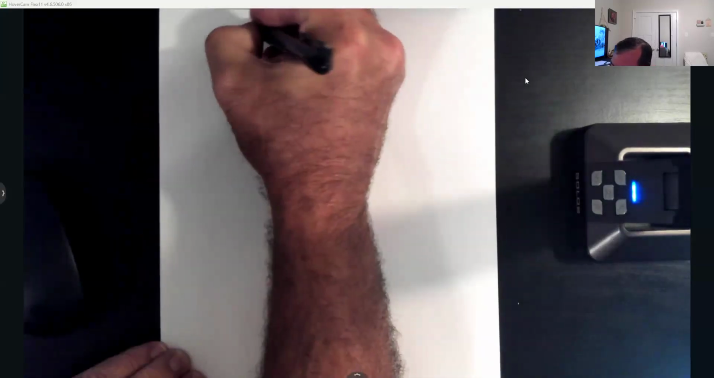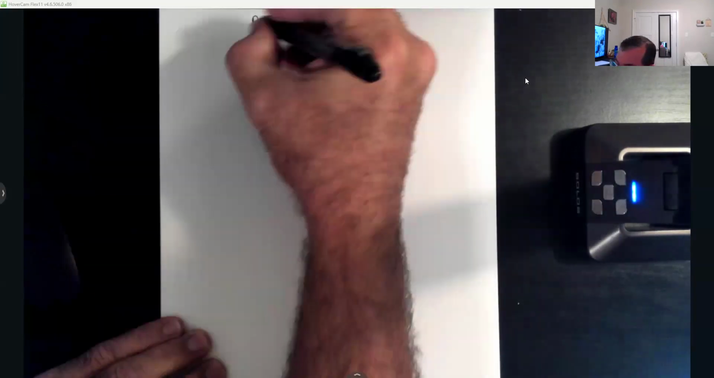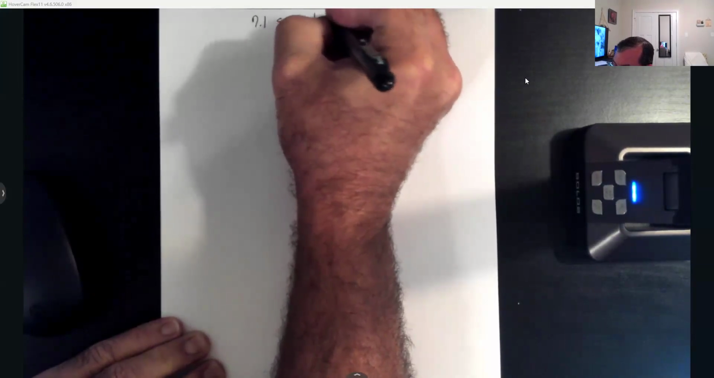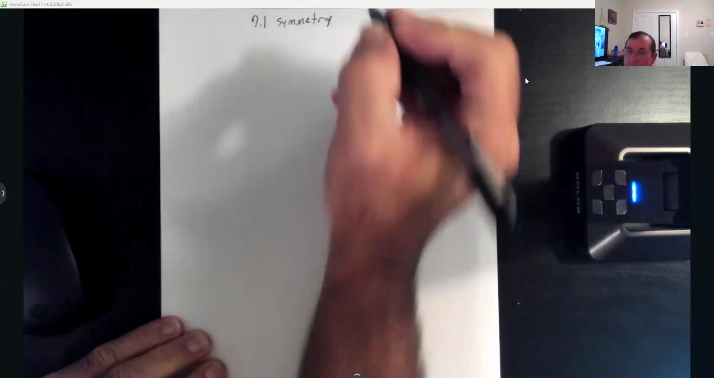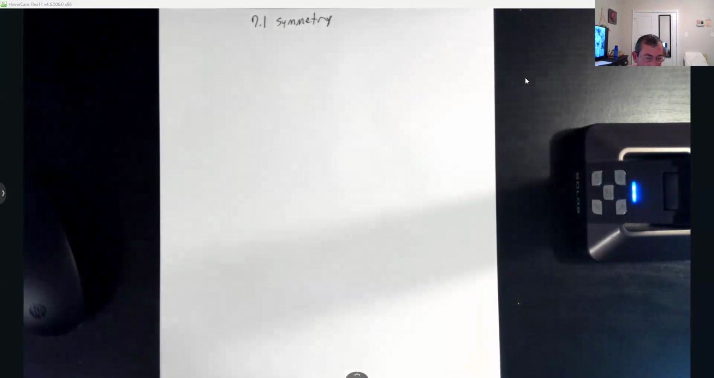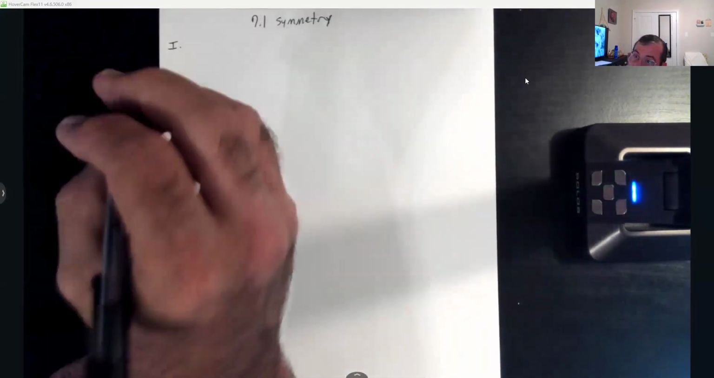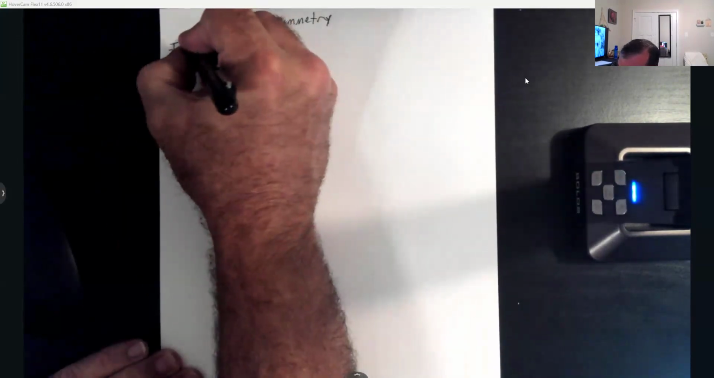All right, y'all. So the test two material starts out with 7.1, and this is a short section dealing with symmetry. And we'll be looking at three types of symmetry today. So the first one is what we call symmetric to the y-axis.